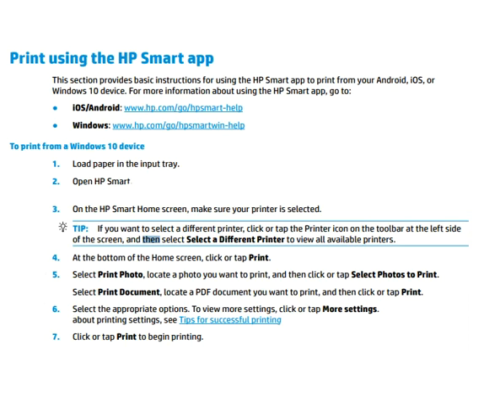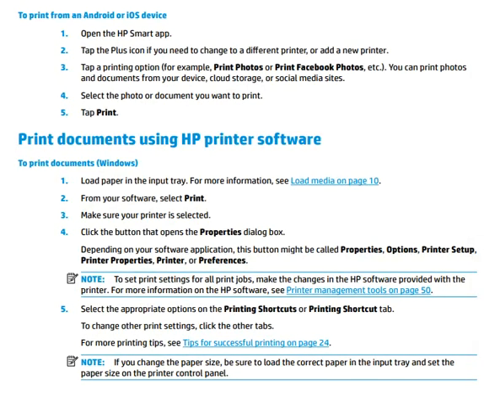Now let's move to the next screen, which is to print from an Android or iOS device. You need to follow these steps which are available. A total of 5 steps are there. You can refer to the screen for more information.